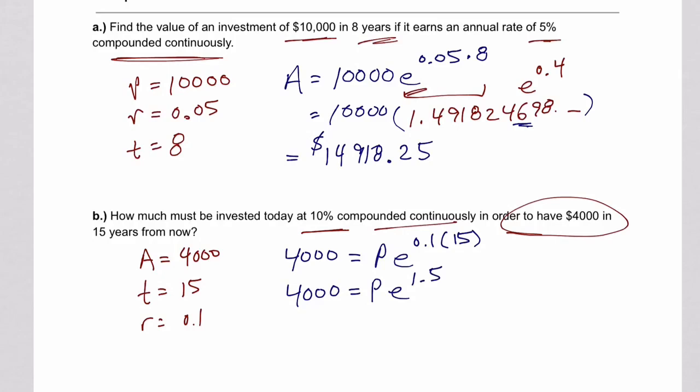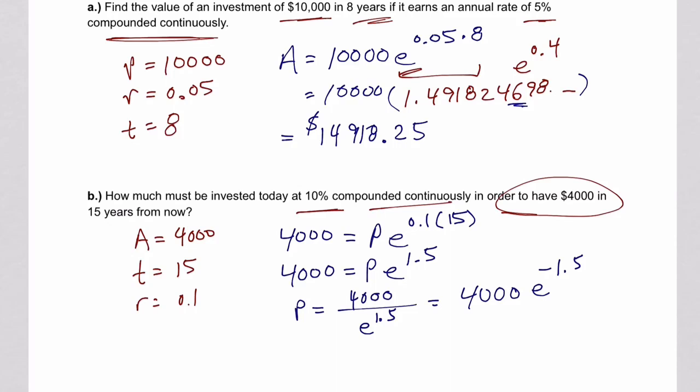And then to find the value of P, I can divide 4,000 by e to the 1.5. Or if you prefer, we could write this as a negative exponent, 4,000 times e to the negative 1.5. So again, make sure in your specific calculator you know how to calculate a value like this. And the result of your calculation should be $892.52.